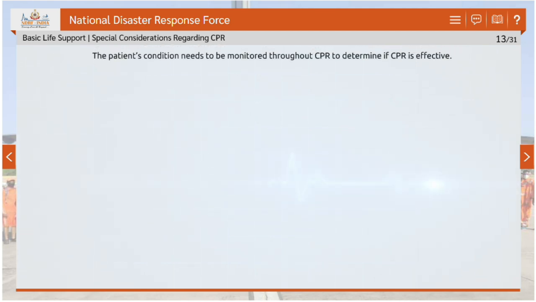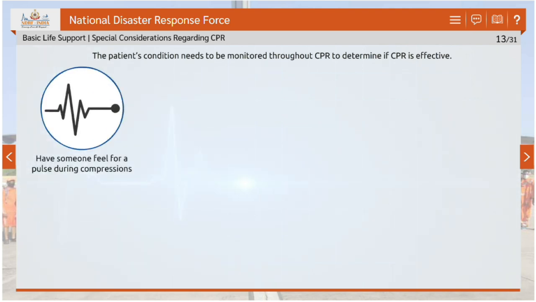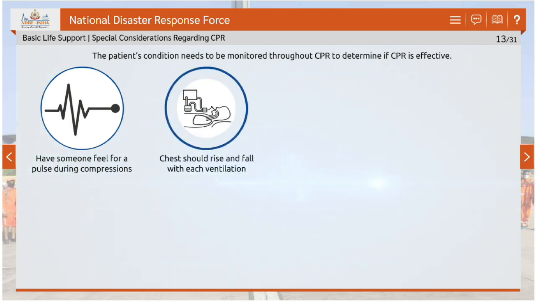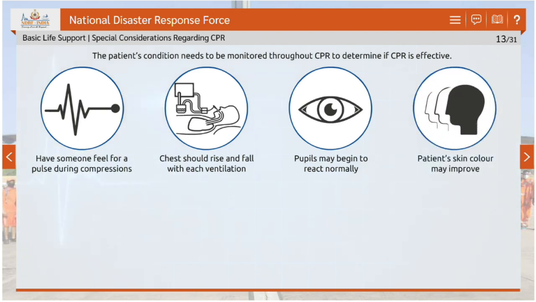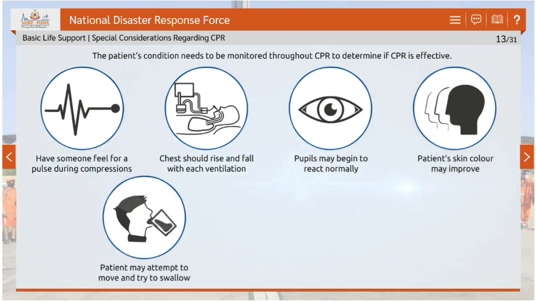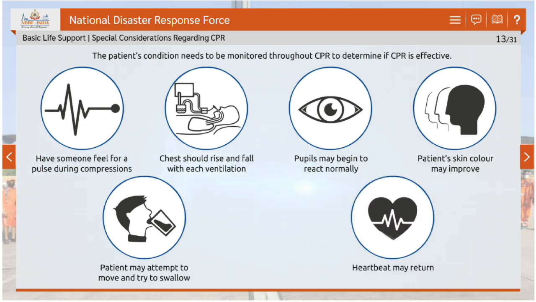The patient's condition needs to be monitored throughout CPR to determine if CPR is effective. Have someone feel for a pulse during compressions. A pulse should be palpable with every compression. The chest should rise and fall with each ventilation. The pupils may begin to react normally. Patient's skin color may improve. Patient may attempt to move and try to swallow, and heartbeat may return.